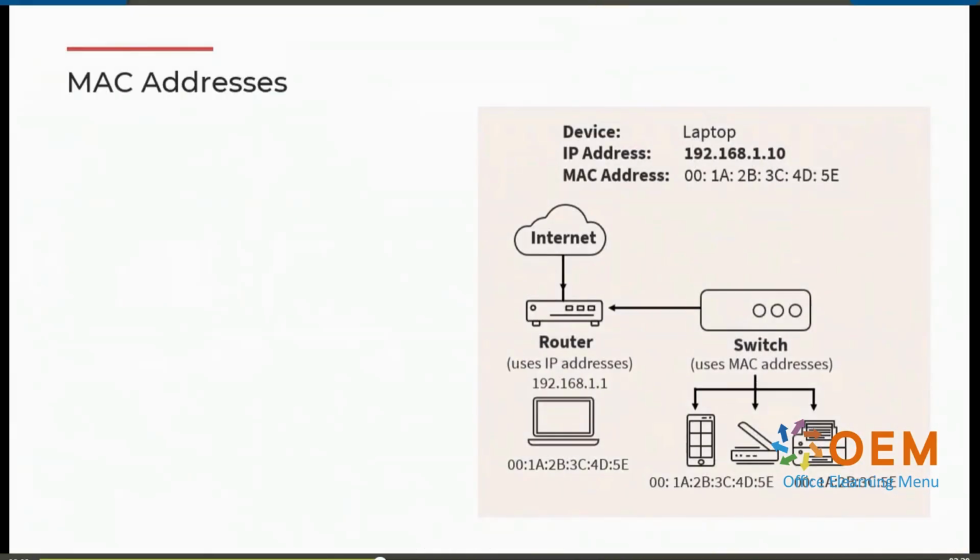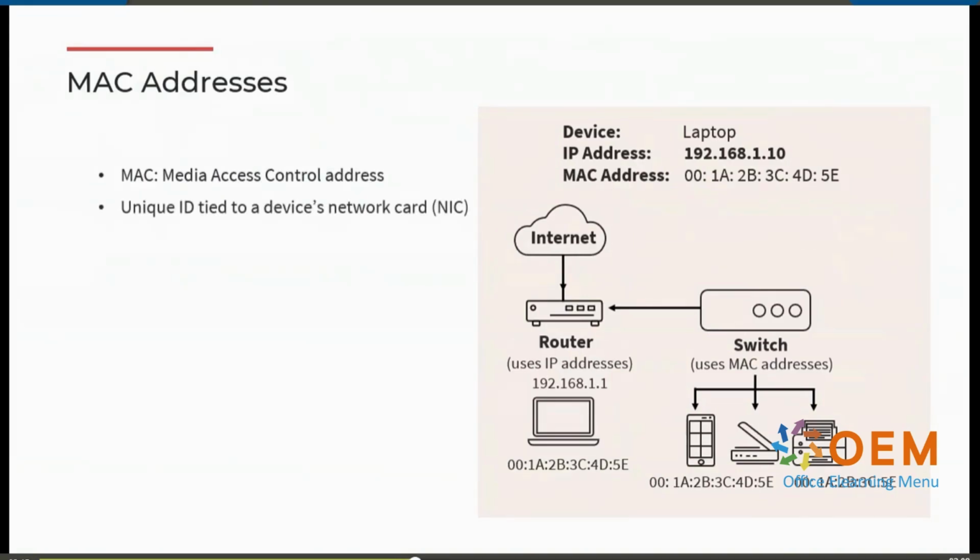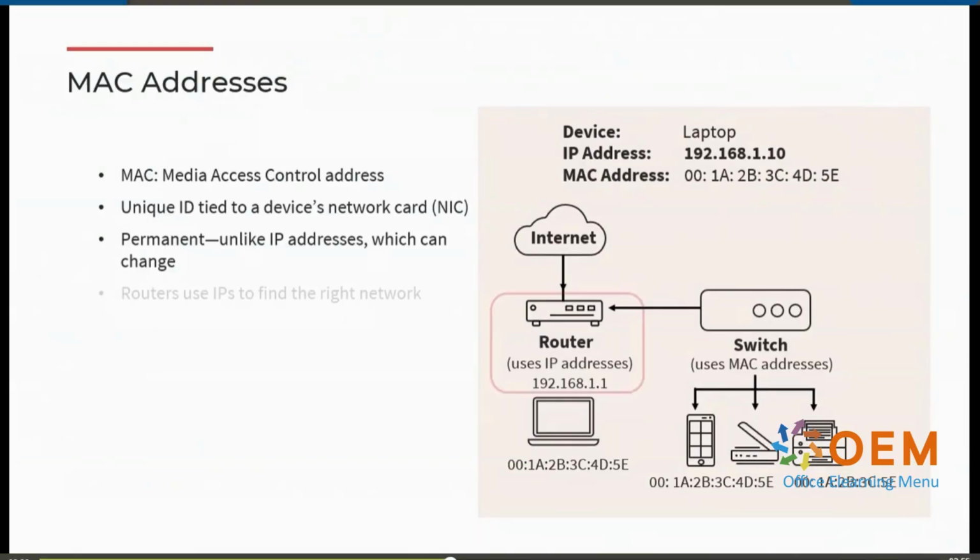Now that we know subnet masks help find which network a device belongs to, let's look at the MAC address, which tells us exactly which device we're talking to. A MAC, Media Access Control, address is a unique identifier assigned to a device's network interface card, NIC. Unlike IP addresses, which can change, a MAC address is permanent, like a device's fingerprint.